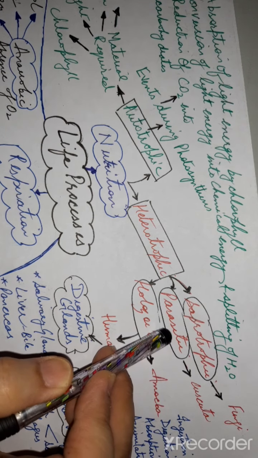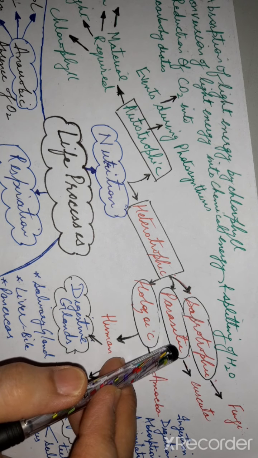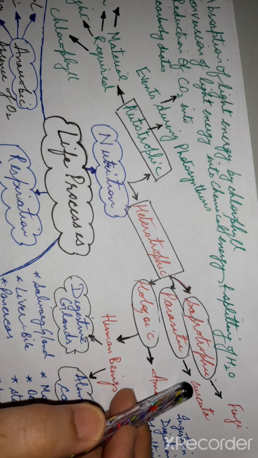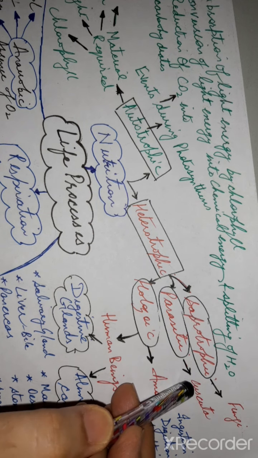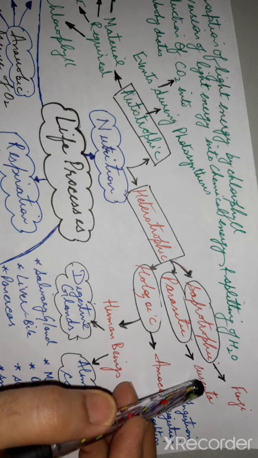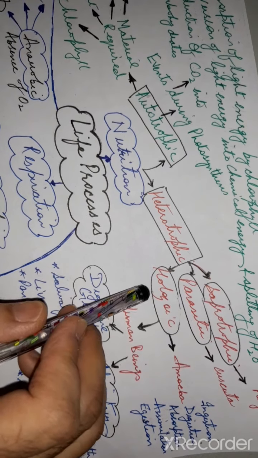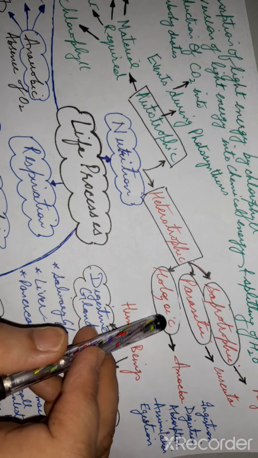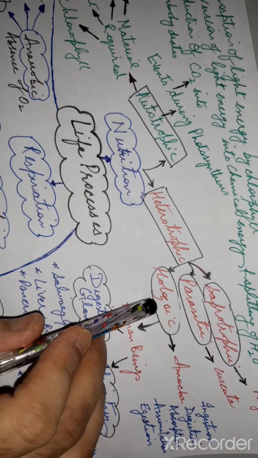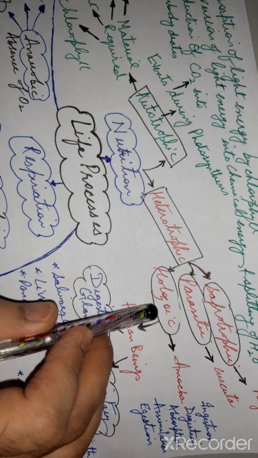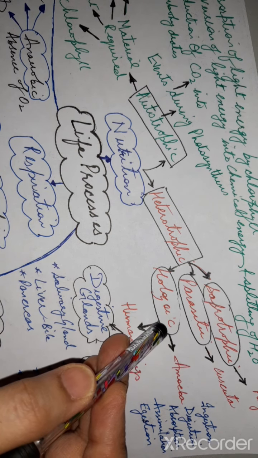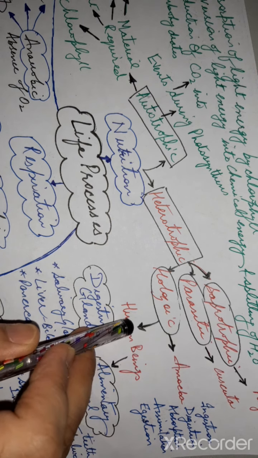And parasitic mode of nutrition, what happens in this? Some plants or some organisms are totally dependent on other living organisms for the nutrients. And the example of the parasitic plant is Cuscuta. Then is holozoic. Holozoic mode of nutrition is shown by amoeba as well as human beings. And what happens in holozoic mode of nutrition? Food is taken inside the body and the digestion of the food occurs inside the body.